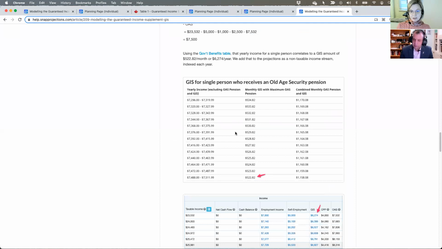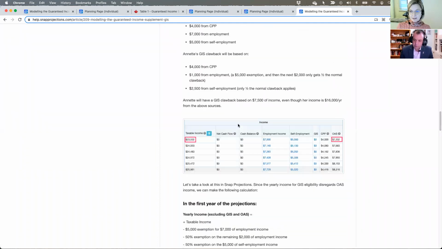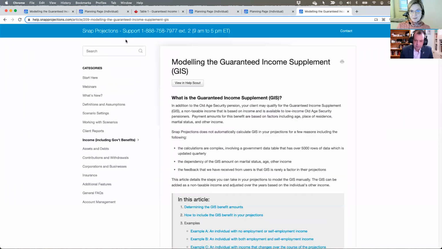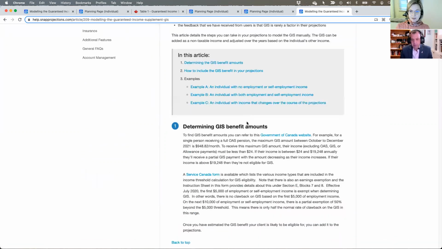And if you do have any questions, if you're using SNAP projections, you can always reach us for help up here at the top. There's our support number and our contact email. You also have the link on there to the Government of Canada form, which can be helpful for figuring out those income exemptions.